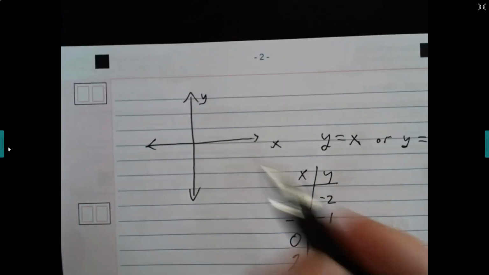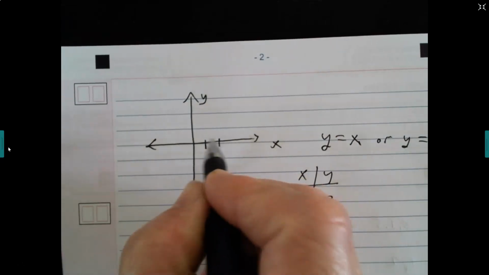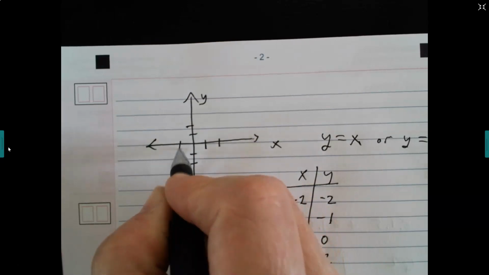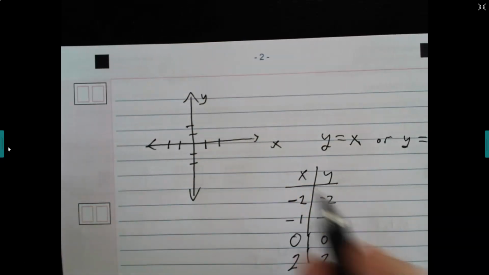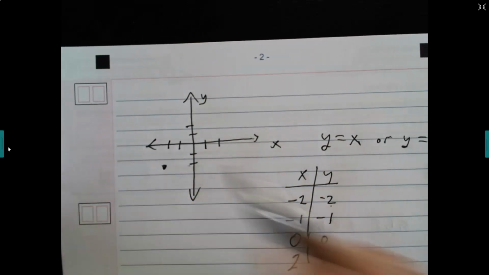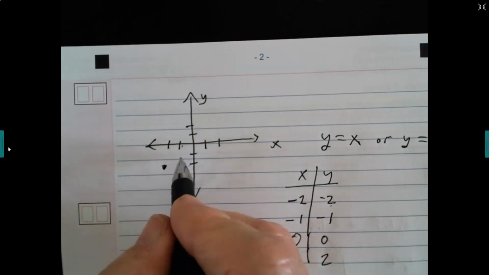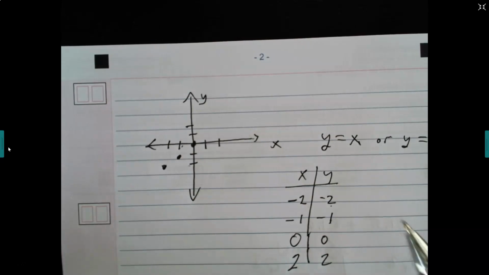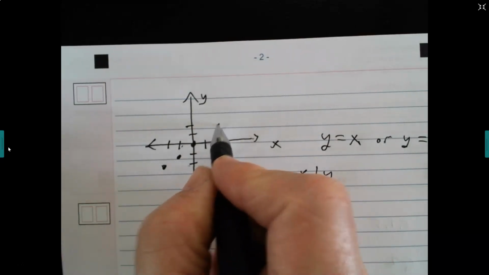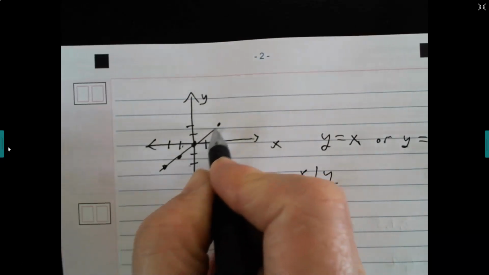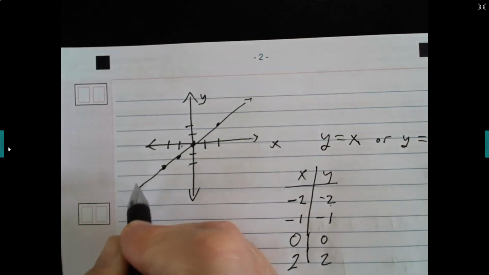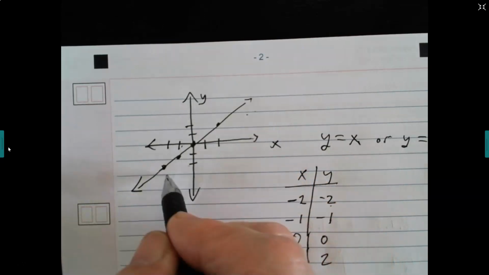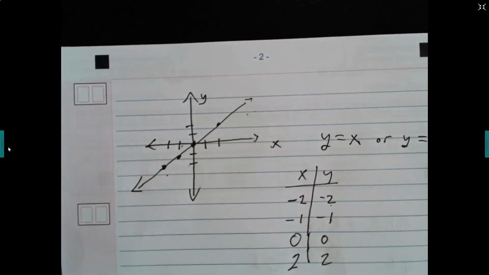So when I go to graph this line, you'll see what happens here. Again, I'm just doing a real rough sketch for you. So negative 2 is here. Negative 1 is here. 0, 0 is there. 2, 2, I skipped ahead, is there. So it is a line that basically slices quadrants 1 and 3. Okay.